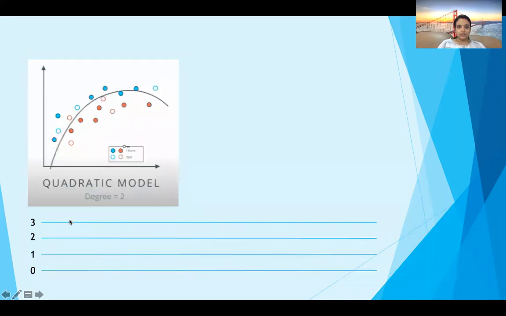Now let's see the quadratic model. This curve fits the data perfectly, and now we will find out the training error. We can see this training data point is misclassified, so we have one training error. And this red point in the testing set is misclassified, so the testing error is also 1. Now we will plot this point on the line of 1.